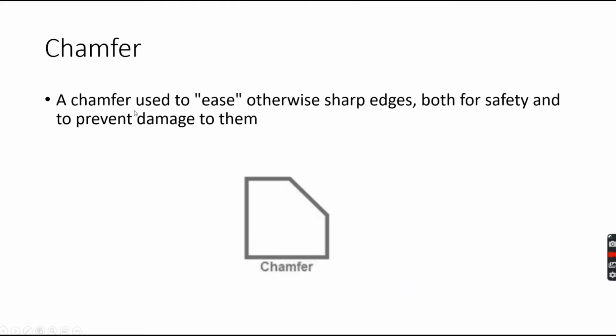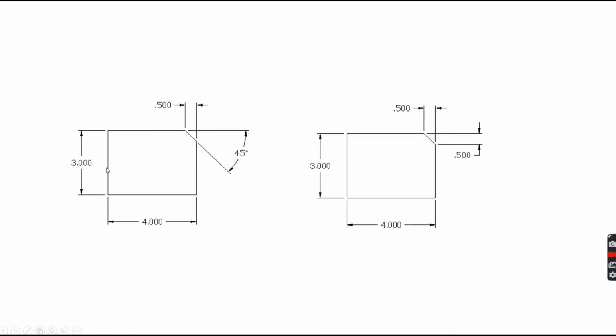A chamfer is used to ease otherwise sharp edges, both for safety and to prevent damage to them, and for easy assembly. Here's an example of a chamfer. When we talk about chamfers, we either put the two dimensions or one dimension and an angle, depending on how we're going to do it.